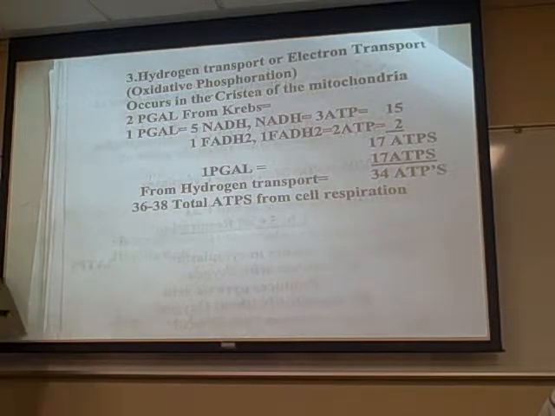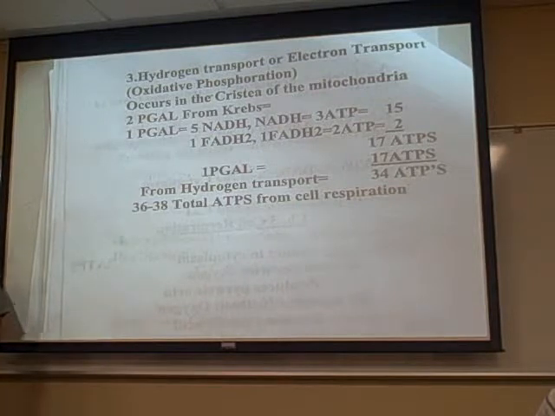Here's the type of questions you'll see from this. They're not hard. Where does it happen? Glycolysis happens in the cytoplasm. Krebs cycle in the matrix of the mitochondria. Hydrogen transport in the cristae of the mitochondria. Notice that 36 of the 38 ATPs come out of the mitochondria. Is there any doubt now why the mitochondria is called the powerhouse of the cell? Tons of energy coming out of the mitochondria.